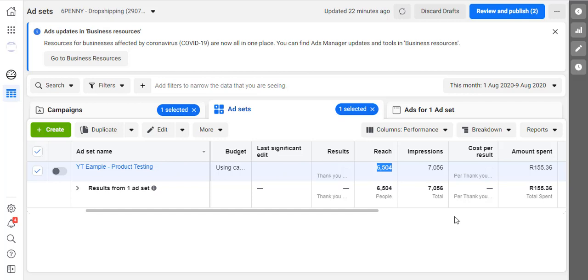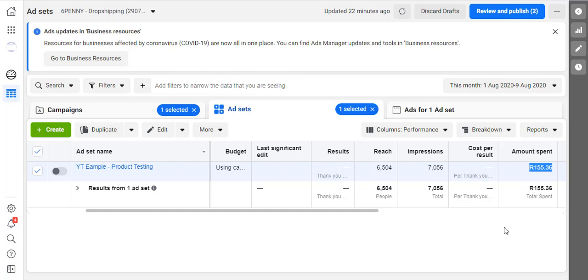I actually turned off the product ads before the third day was complete, so I was still within budget. I know it shows here 155 rands 36 cents, but that's including tax, because we pay tax on Facebook ads as well in South Africa. So 155 rands for 3 days.